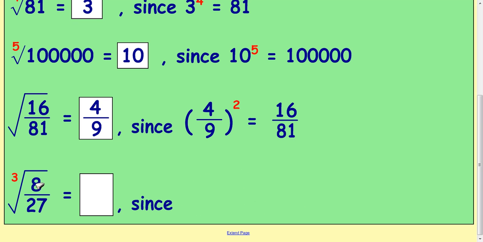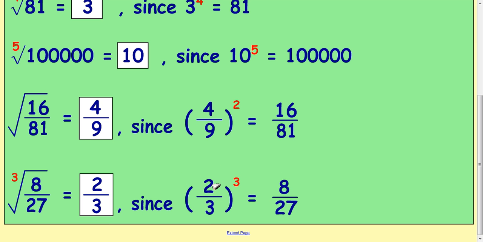And the cube root of 8 over 27, just do a cube root of 8. Now 2 times 2 times 2 is 8, so that's 2. And 3 times 3 times 3 is 27, so that's 3. Again, you could say that 2 over 3 cubed equals 8 over 27. 2 times 2 times 2 gives you the 8, and 3 times 3 times 3 gives you the 27.